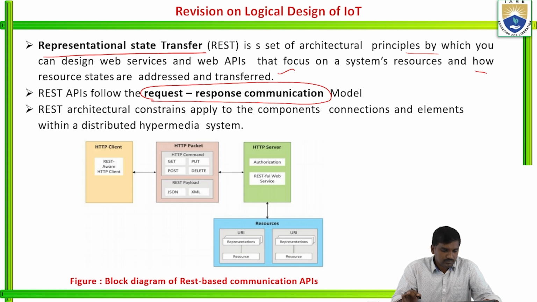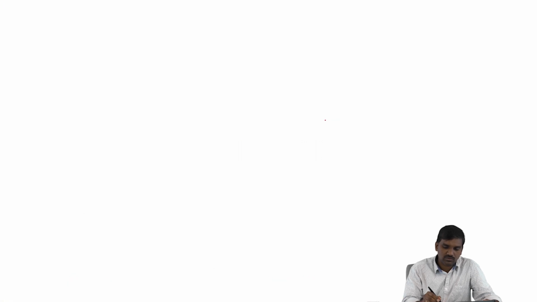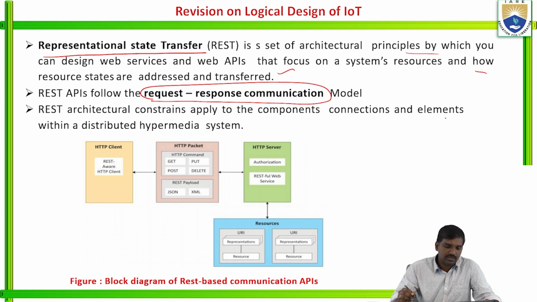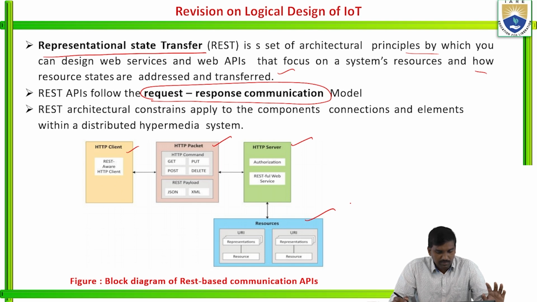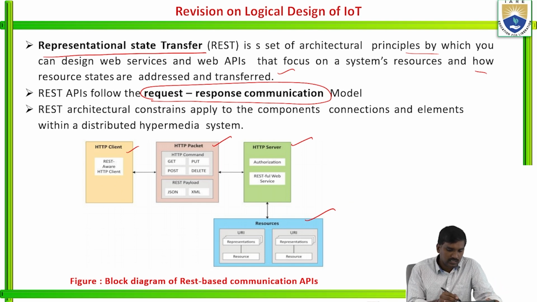The REST architectural constraints apply to the components, connections, and elements within a distributed hypermedia system. So that is the important point: HTTP client, HTTP packet, HTTP server, and resources. Here this is the basic block diagram of the REST-based communication API. REST is aware of the HTTP client and HTTP command.